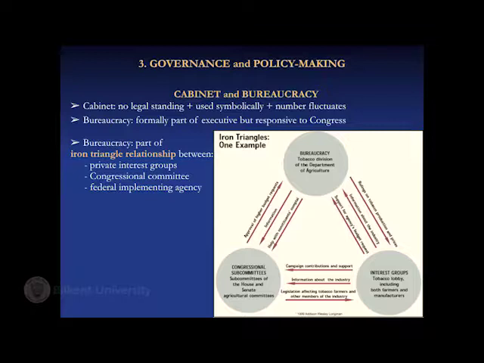How do the cabinet and bureaucracy interact? This is what I meant. We've got the cabinet with no legal standing. So for the number of members of the cabinet, we do not have a specific number. And they're used mostly symbolically, in the sense that we do not talk about a US cabinet meeting. Yes, the president works with his advisors and his secretaries, but can you think of cabinet ministers coming together? We do not have that.